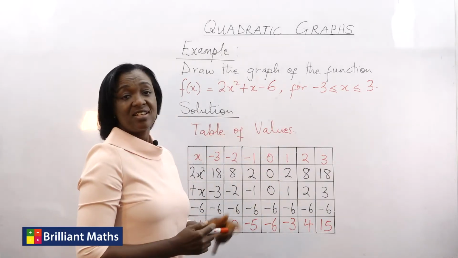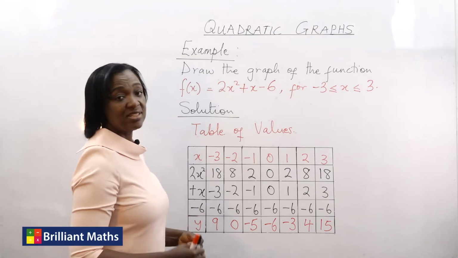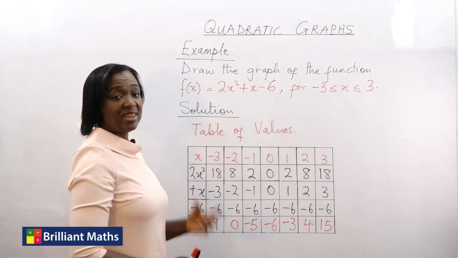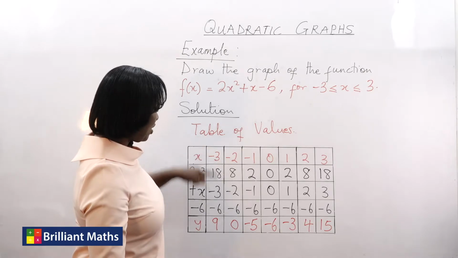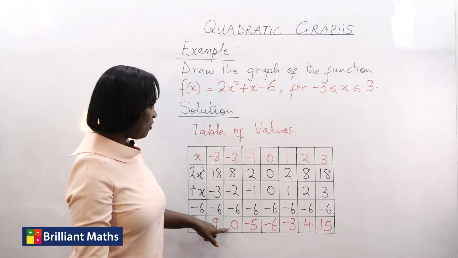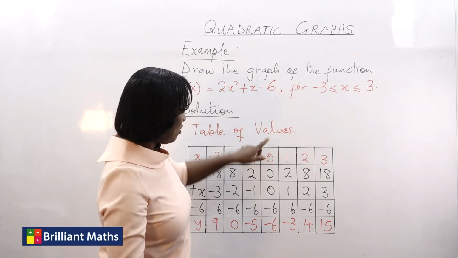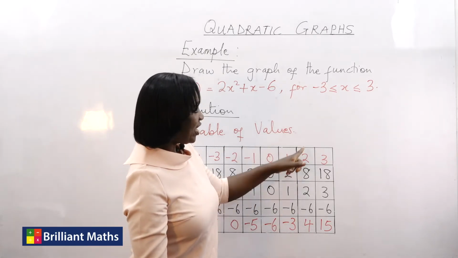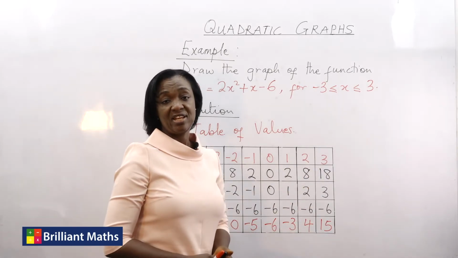So the next task will be to draw your x-axis and y-axis. Choose your scale and then plot the points. Where x is minus 3, y will be 9. When x is minus 2, y will be 0. When x is minus 1, y is minus 5. When x is 0, y is minus 6. When x is 1, y is minus 3. When x is 2, y is 4. And when x is 3, y is 15.